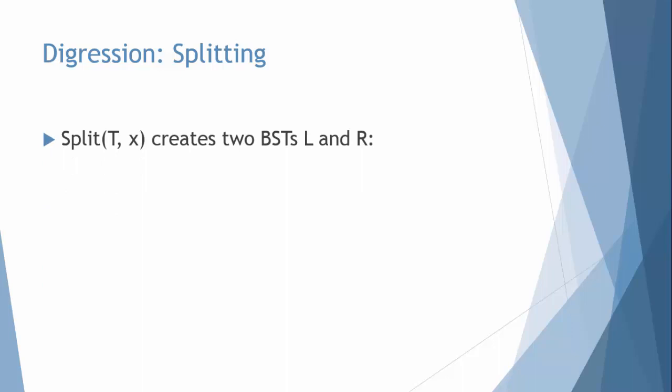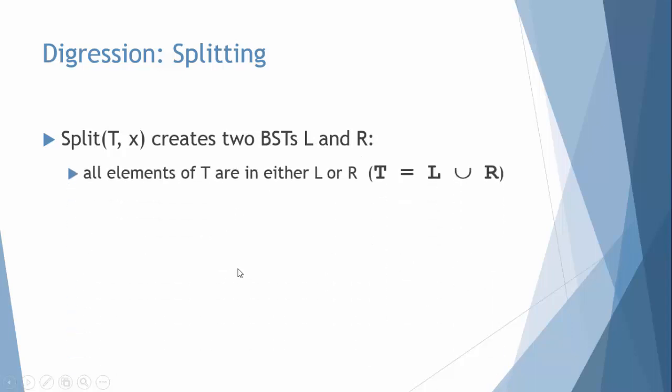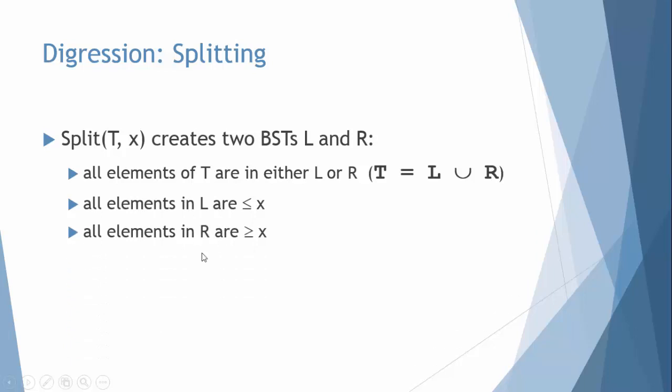The split operation takes place between a tree and a node X, and it creates two binary search trees, left and right. All elements of T are in either L or R. The union of these two parts L and R makes T. All elements in L are less than or equal to X, and all elements in R are greater than or equal to X, and there is no intersection between these two parts.